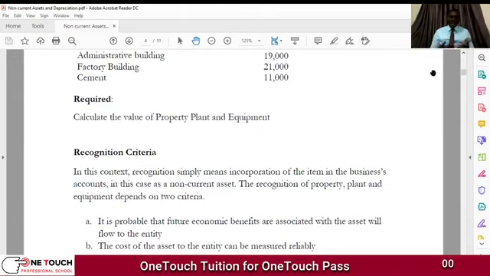So again, to recognize an item as PPE, it should be probable that the value or the future benefit associated with that asset will flow to the entity. And again, you should be able to put a value to it. So the initial criteria is that it should be probable that future economic benefits associated with the asset will flow to the entity, and two, the cost of that asset can be measured what? Reliably.